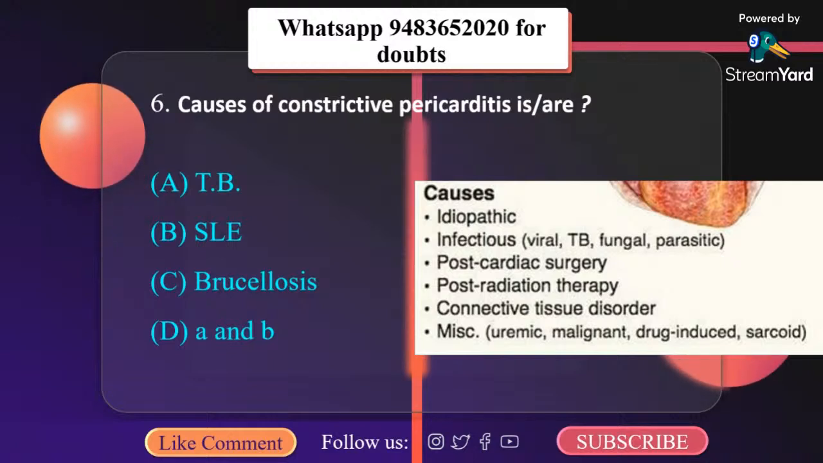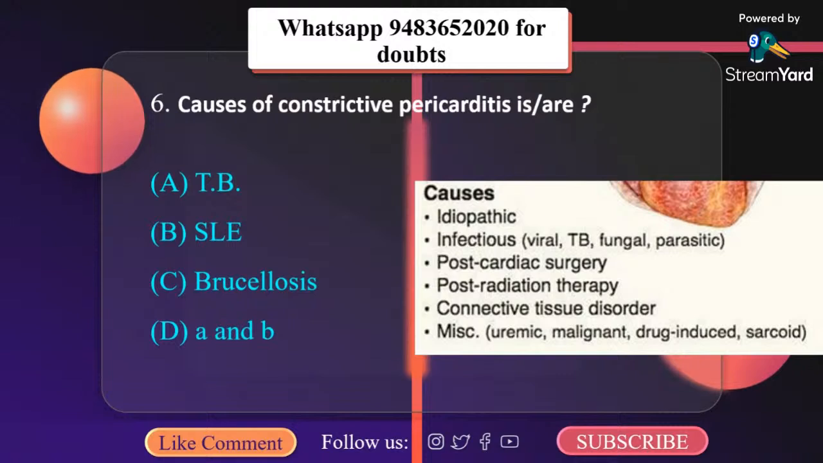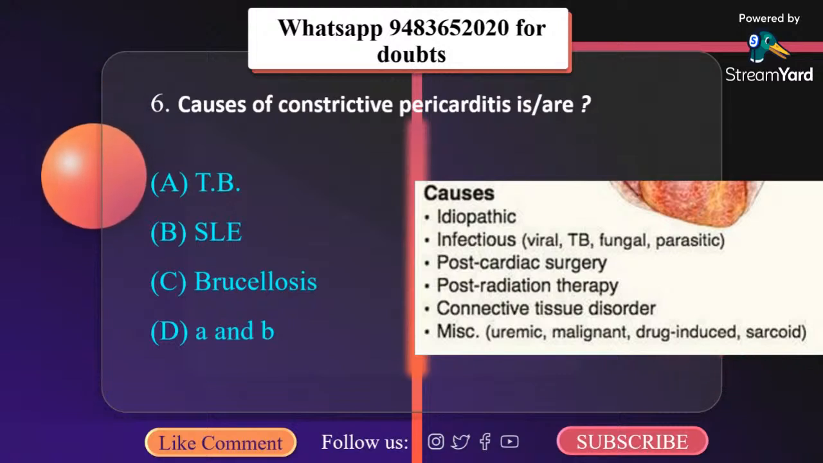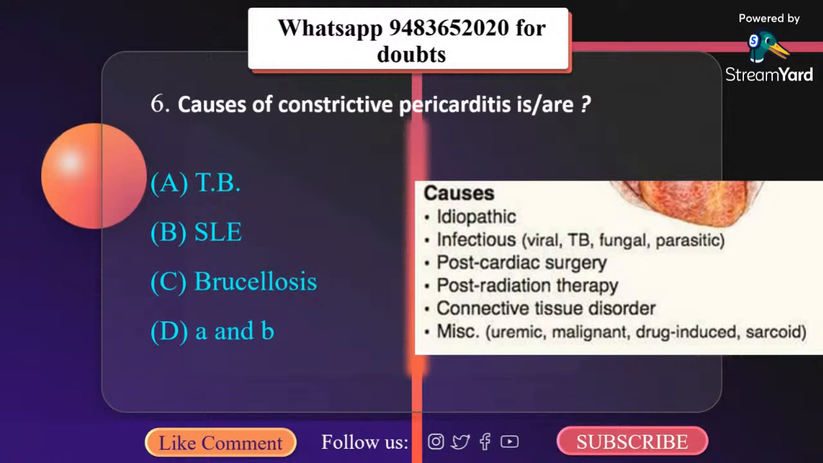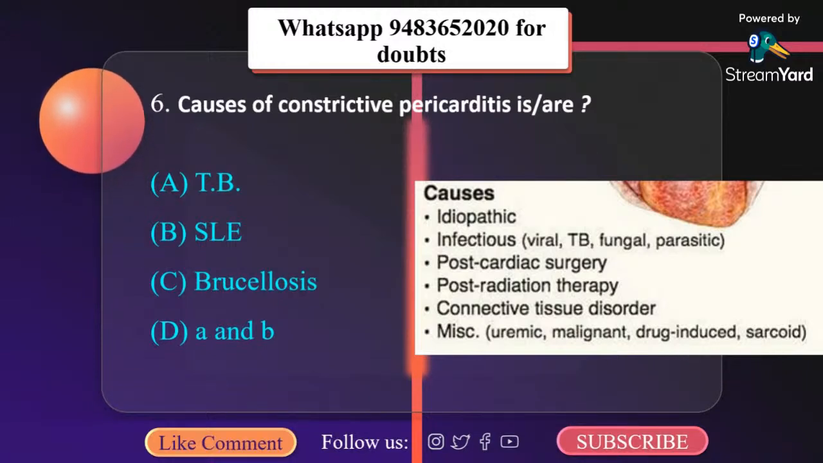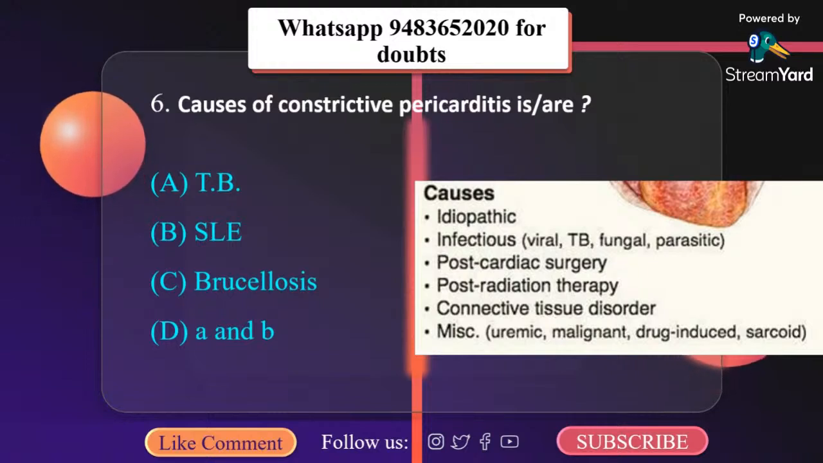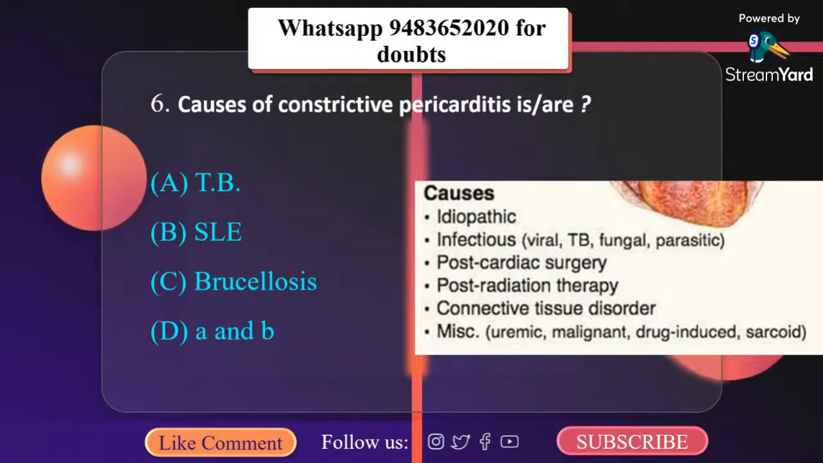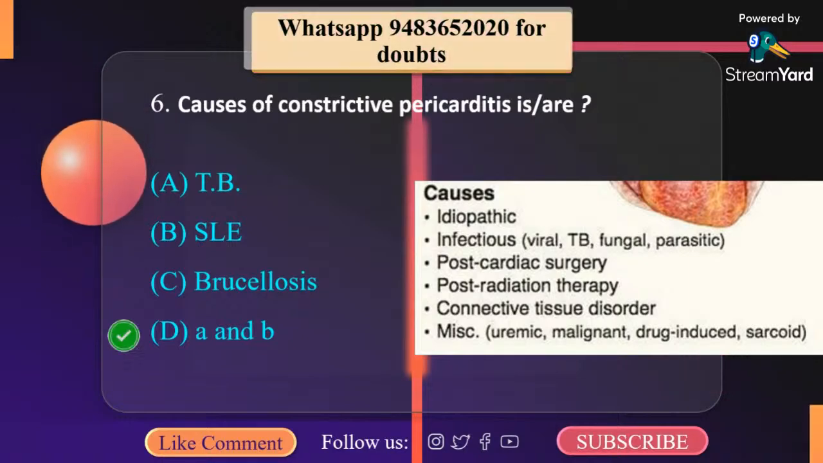The most common cause is tuberculosis, pericardial malignancy, especially breast, lung, post-viral pericarditis, especially hemorrhagic. Drugs like hydralazine, procainamide, minoxidil, phenytoin can cause constrictive pericarditis. Purulent pericarditis, trauma, post-cardiac surgery, hemopericardium, fungal pericarditis, connective tissue disorders, SLE, rheumatoid arthritis, sarcoidosis, parasitic pericarditis, Dressler syndrome, mediastinal radiotherapy, and renal failure can all cause constrictive pericarditis. So the correct answer here is D, that is A and B. Both TB and SLE can cause constrictive pericarditis.